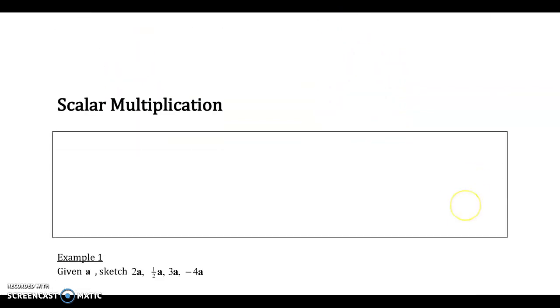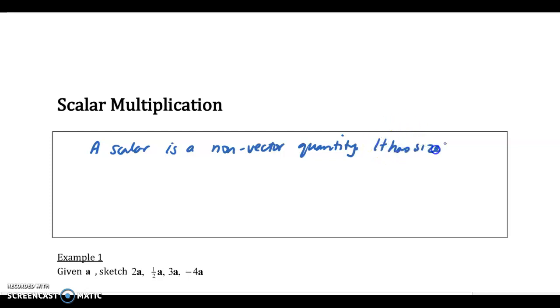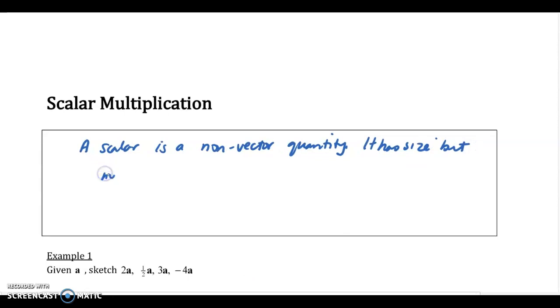Now we're moving on to scalar multiplication. A scalar, if you remember from the last lesson, is a non-vector quantity. So it only has a magnitude. We only know how large or small it is, but it doesn't have a direction. So it has size, but no direction.